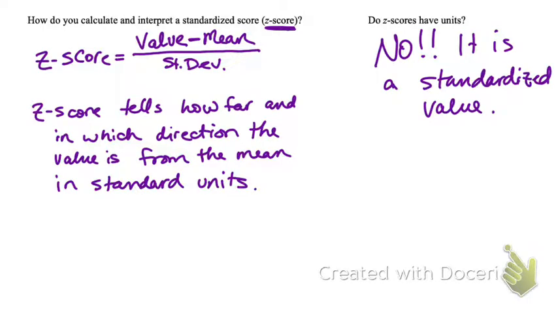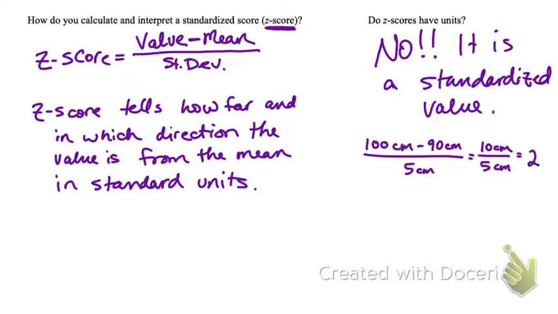Let me show you mathematically how that would work. Let's just say we had 100 centimeters minus 90 centimeters divided by 5 centimeters. Let's see how this works out unit-wise. What is 100 centimeters minus 90 centimeters? 10 centimeters divided by 5 centimeters? That is only 2. Why? What happens to the centimeters? Because you're dividing centimeter by centimeter. I'm taking centimeters divided by centimeters and it cancels them out. So the units get canceled out every time I use this formula, hence the standardization.